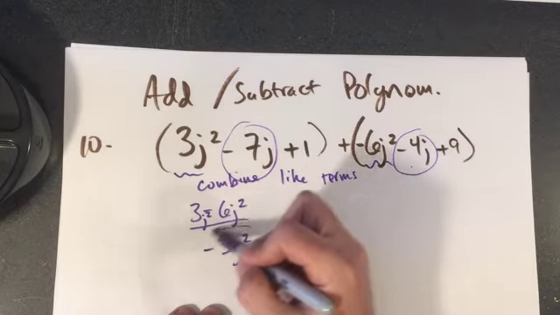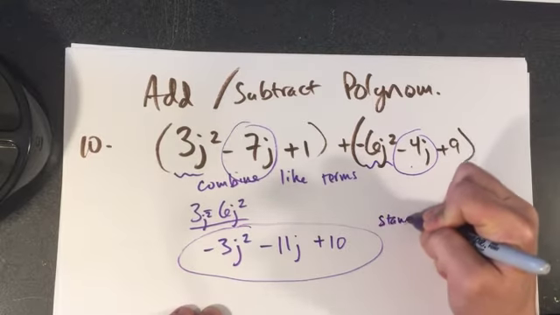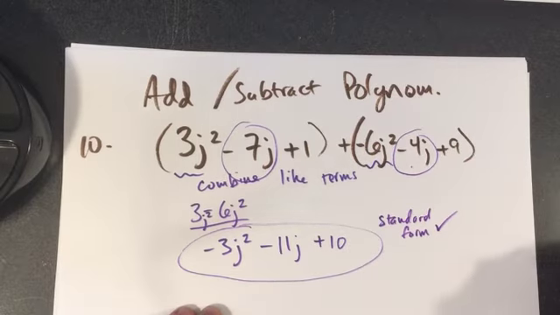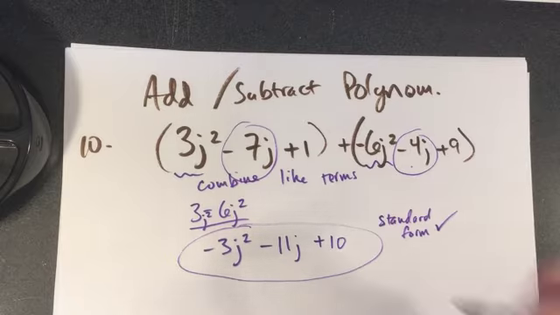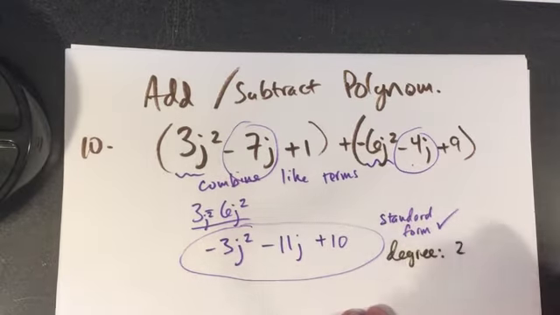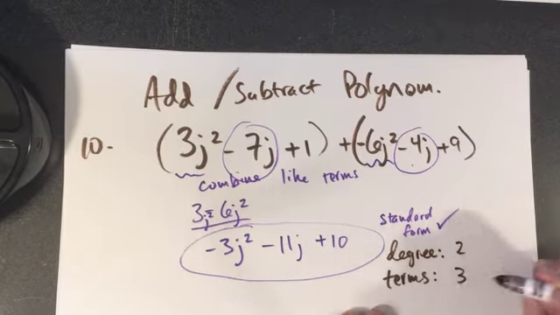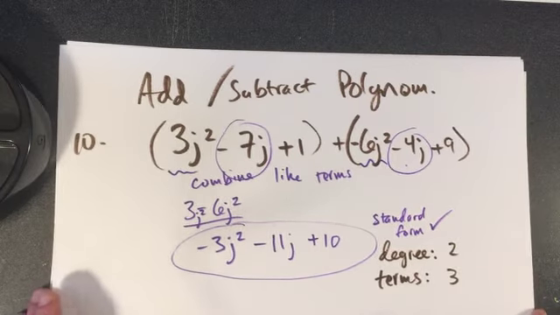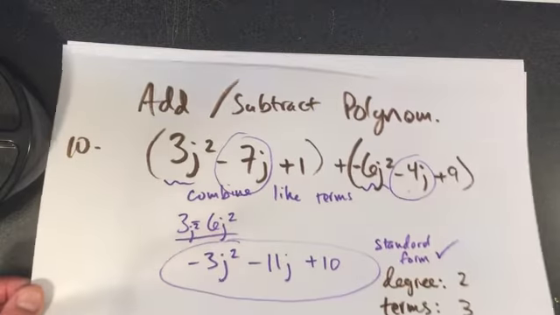And we're done. We have to ask ourselves, is this in standard form? Yes, because we have the highest power first. So next, what's the degree of this polynomial? It's 2. And how many terms do we got? We got 3. So that's just another recap of the polynomials. You should be able to add and subtract them. Be careful about double negatives when we talk about subtraction.